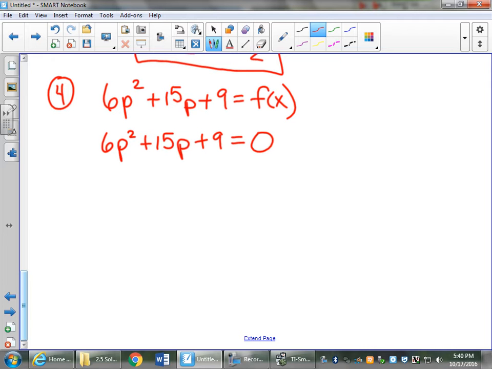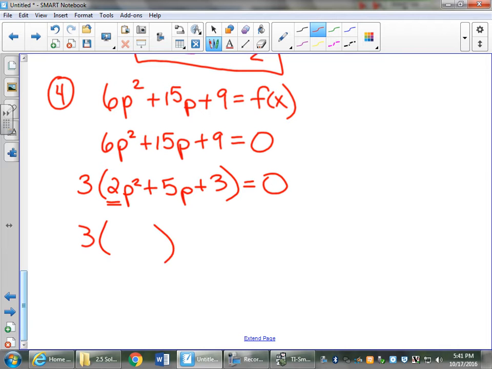Looking at the trinomial, pause, you should try this one on your own, but I'm going to go ahead and continue on with the solution. It does have a GCF of 3. And then I'm going to go ahead and try to guess and check that trinomial. The a value is not 1 this time, it's a 2. So a little more checking involved.